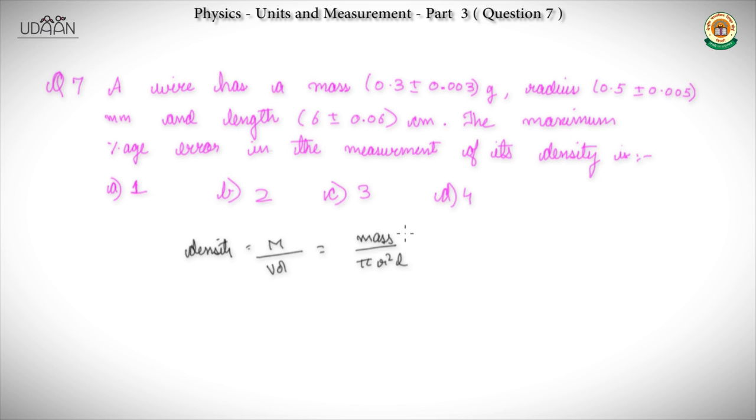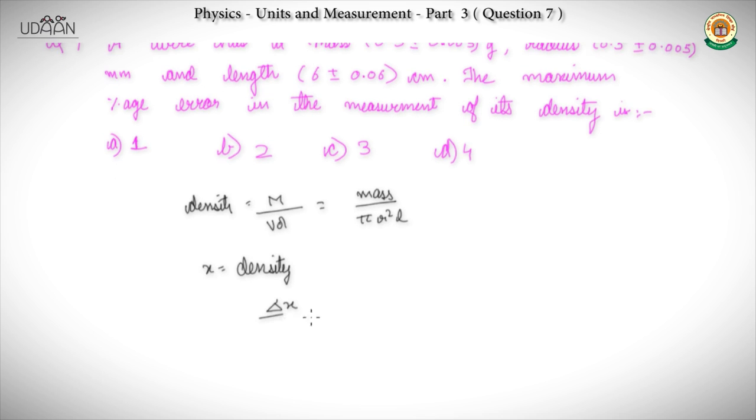So we know the percentage error in mass, we know the percentage error in radius, and the length. So we can find the percentage error in density. Right. So let x be denoted by density. So therefore delta x upon x, this is the fractional error in density, is equivalent to delta m upon m plus 2 into delta r upon r. So 2 into delta R by R is because R is raised to the power of 2 in the expression, isn't it?